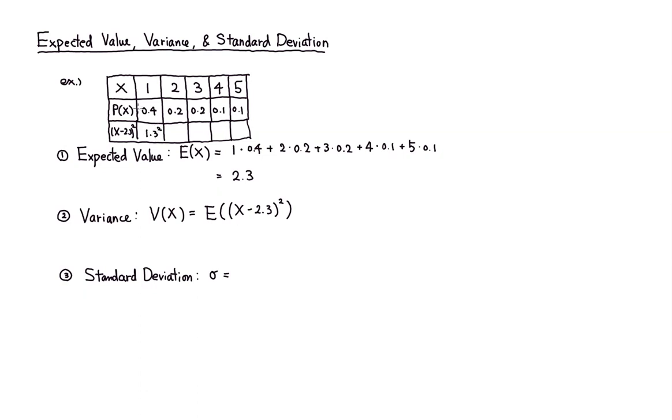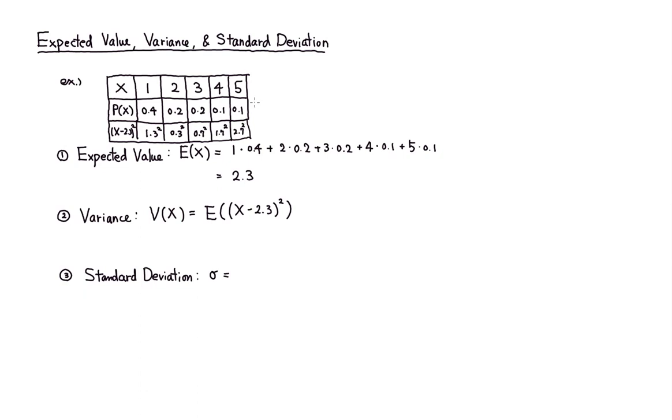2 minus 2.3 is negative 0.3, squared. I'm going to just say 0.3 squared because the negative is not going to matter, since it gets squared anyway. 3 minus 2.3 is 0.7 squared. And 4 minus 2.3 is 1.7, then you have to square that. And 5 minus 2.3 is 2.7, and square that.